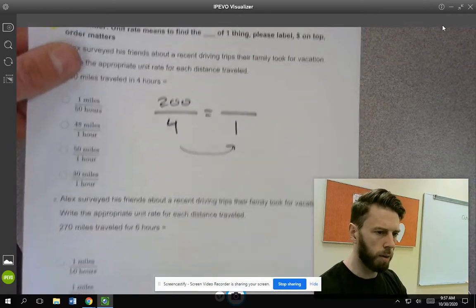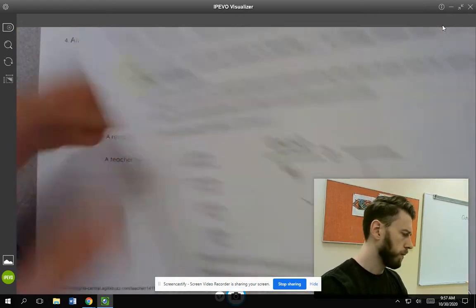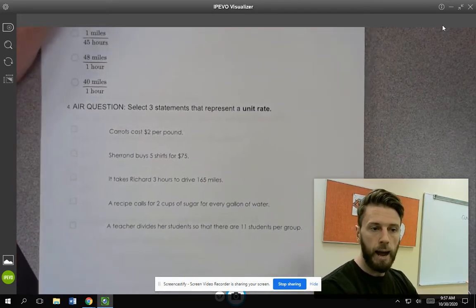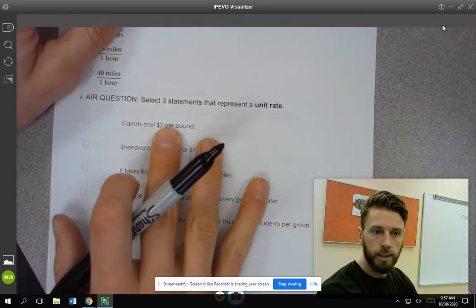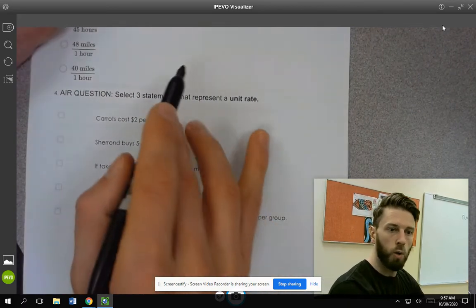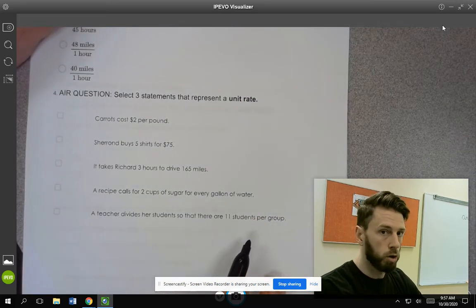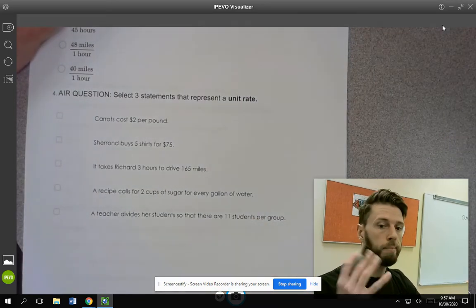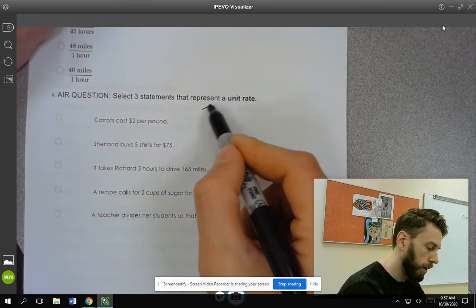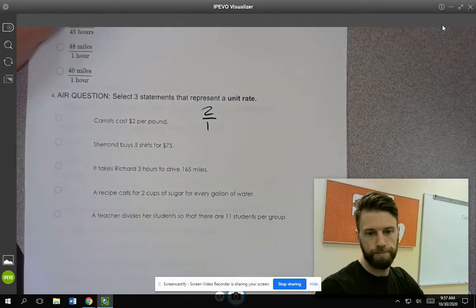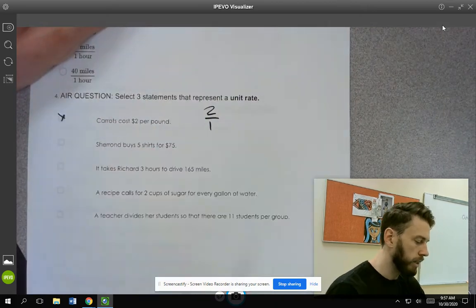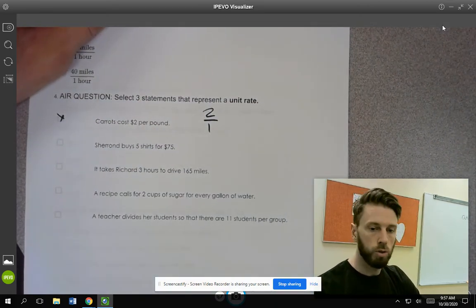The next one that I want to talk about, number 2, is the same thing. Number 3 is a very similar problem. Number 4 asks you to find which of these refers to unit rate. My suggestion would be to go down through here and actually write what it would look like as a fraction. And if it has a 1 on the bottom, then it must be unit rate. For example, the first one here, carrots cost $2 per pound. That will be $2 per pound. That's a unit rate because we're talking about 1 pound. So go down through here and find out what are the rest of them that would qualify as unit rates.